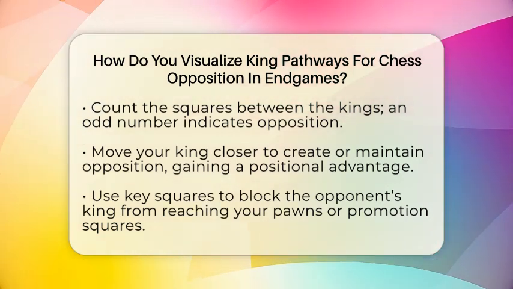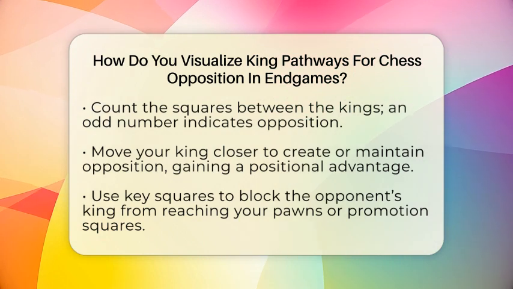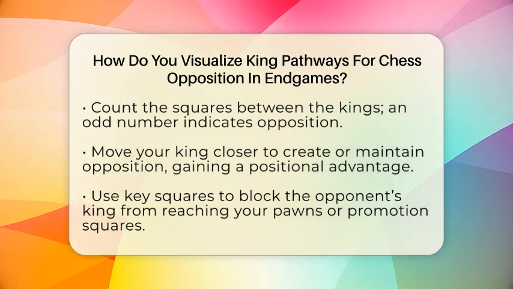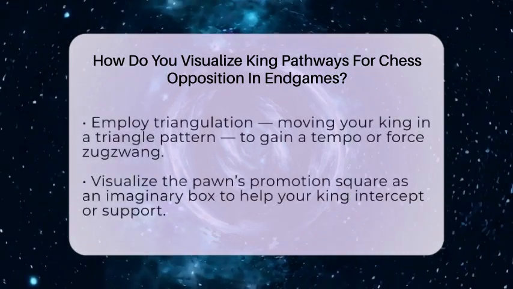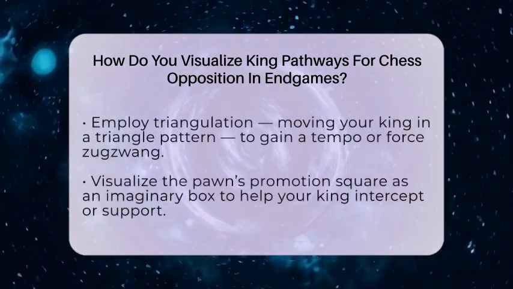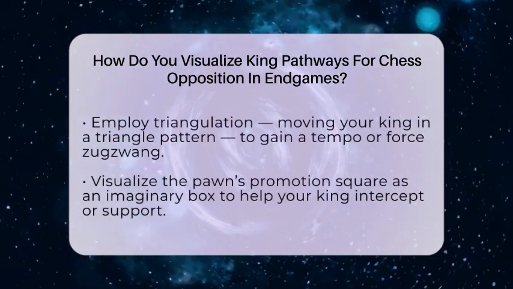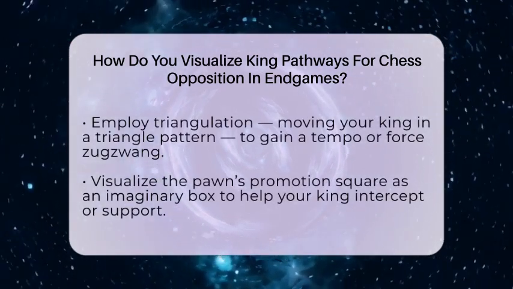Sometimes, you need to use triangulation, moving your king in a triangular pattern, to gain a tempo or force the opponent into zugzwang, where any move worsens their position. Think of it as a small circle of moves that puts your opponent on the back foot.